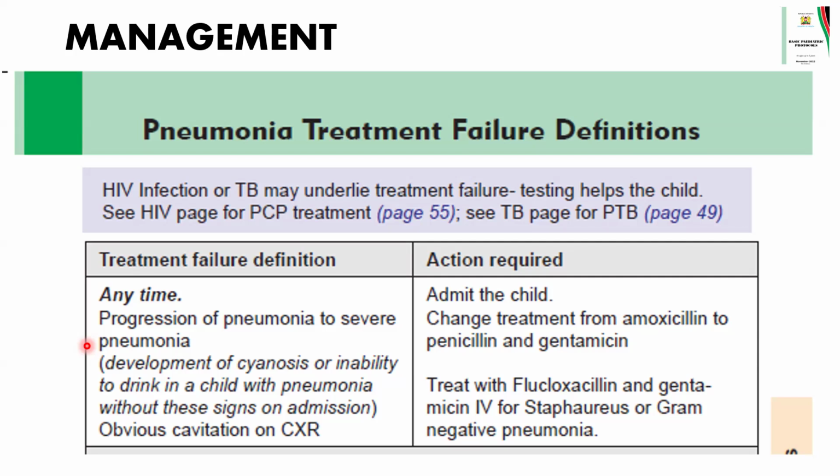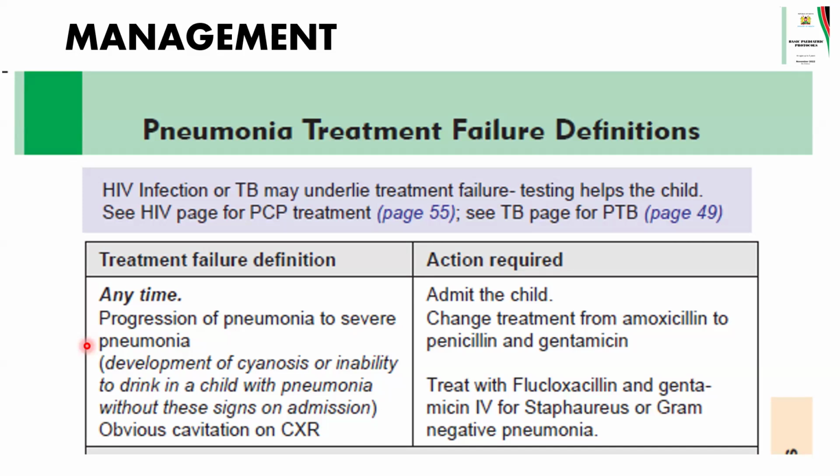So how is treatment failure defined? It's anytime you have progression of pneumonia to severe pneumonia. Severe pneumonia, in this case, is how we defined it: development of cyanosis or inability to drink in a child with pneumonia without these signs on admission. And then obvious cavitation on chest X-ray. The action required is that you admit the child, you change the treatment from amoxicillin, the oral tablet we discussed, to the IV antibiotics for severe pneumonia, which are penicillin and gentamicin.